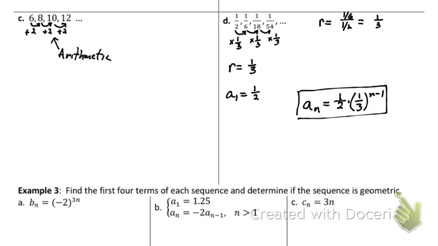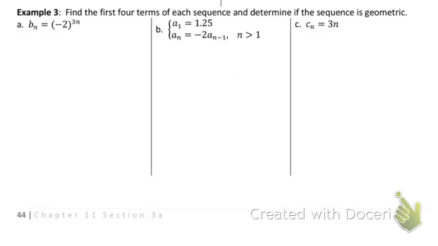All right, the very last thing we're going to do is find the first 4 terms of the sequence, and then we're going to determine if the sequence is geometric. You should be able to just right off the bat go, it's geometric or it's not geometric by looking at the equation. So if I look at the first one, we have negative 2 to the 3n. That's exponential. So if I wanted to, I could automatically go, exponential means it's geometric. It does say I'm supposed to list the first 4 terms, though, but I should know it's geometric when I get done.